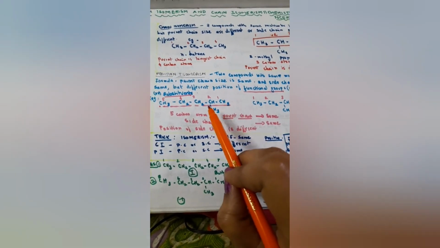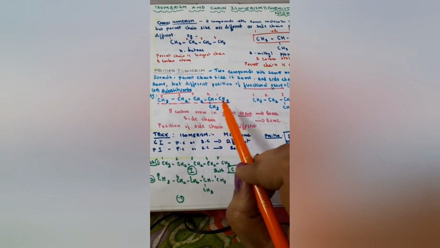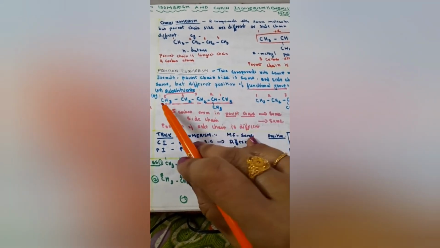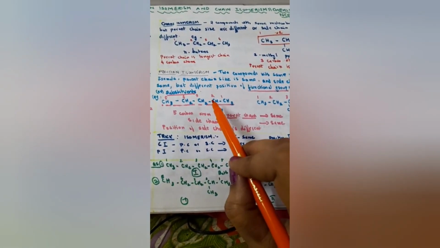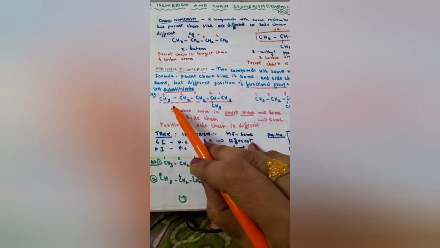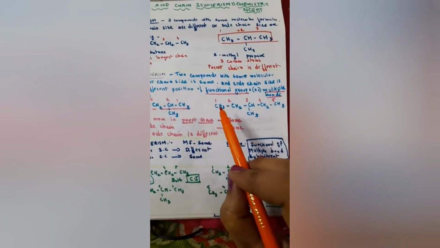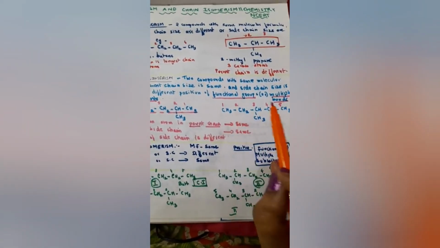When you number it, the branch which is attached should get the lowest possible number. So we number from right to left, and the side chain gets the lowest possible number, which is 2. There are 5 carbon atoms present in the parent chain. Here also we number it. Either way you can number it, because the side chain is coming in the middle.